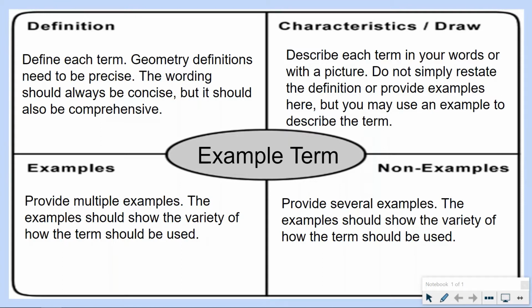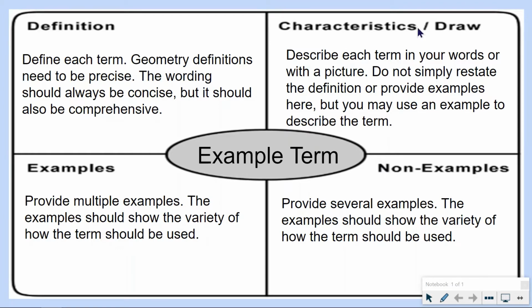In the definition, geometry is super specific. The definitions need to be very concise, but also comprehensive. They need to include every possible example of that term, but you don't want to include anything that's outside of that. So you want it to be as narrow as possible, while also including everything that you need to include.